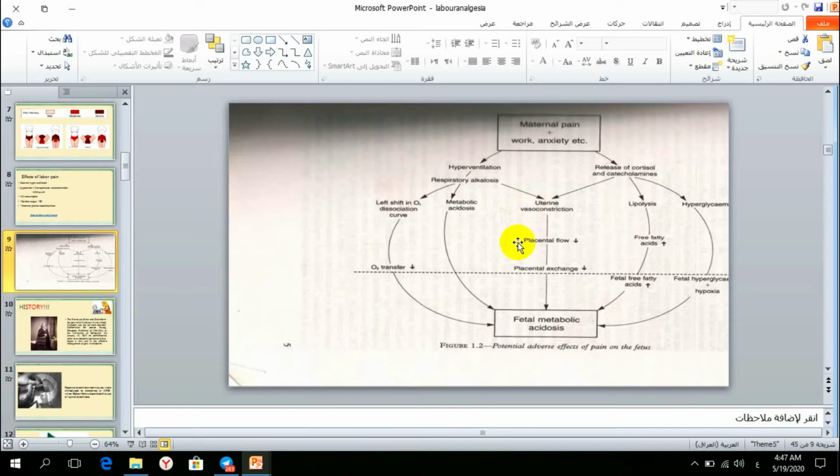Effects of labor pain: maternal hyperventilation, hypocapnia, uteroplacental vasoconstriction, increased oxygen consumption, increased cardiac output, increased blood pressure, increased maternal plasma catecholamines. شو راح يصير عندنا؟ راح يصير عندنا fetal acidosis and hypoxia.